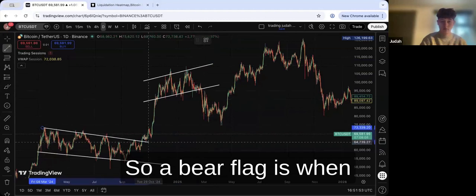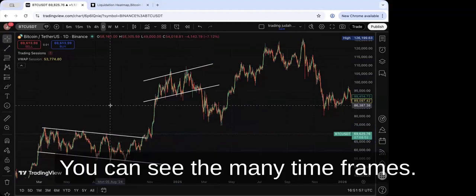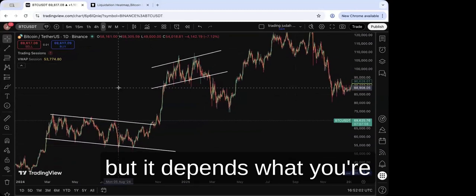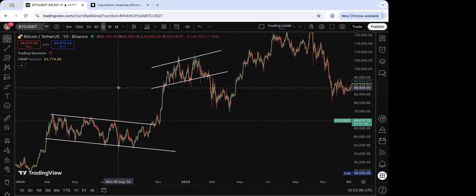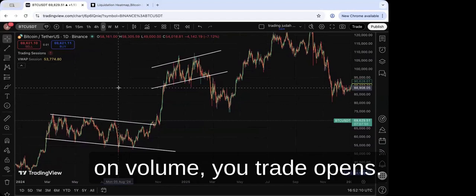You can see a bear flag in many time frames. We're going to go into the hourly, but it depends what you're trading. Are you a day trader, a swing trader, intraday? Are you a news trader? You trade on news, you trade on volume, you trade opens.